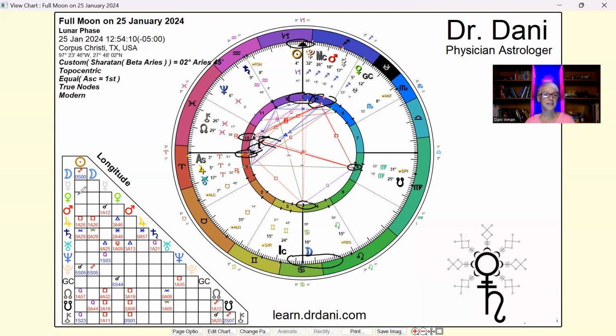Okay, let's talk about the quintiles. Let me erase this. So the first one right off the bat is the sun is quintiling the north node and Chiron right here. There's almost no information about this particular combination out there on the internet. So this, remember, a quintile is like a potential. It's an inner talent that you don't even know you have.